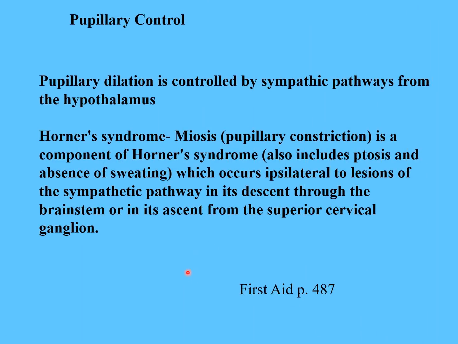And finally, pupillary dilatation is controlled by sympathetic pathways from the hypothalamus. They travel down through the lateral portions of the brainstem. Horner's syndrome is one manifestation of those, and that is miosis, where you have pupillary constriction. It also includes ptosis, that is, lid drooping, and the absence of sweating on the same side, all ipsilateral to lesions of the sympathetic pathway in its descent through the brainstem, or its ascent from the superior cervical ganglion.